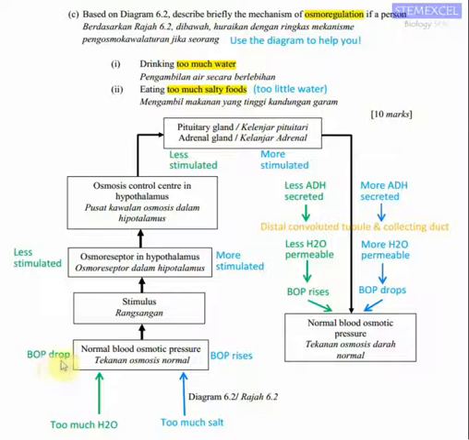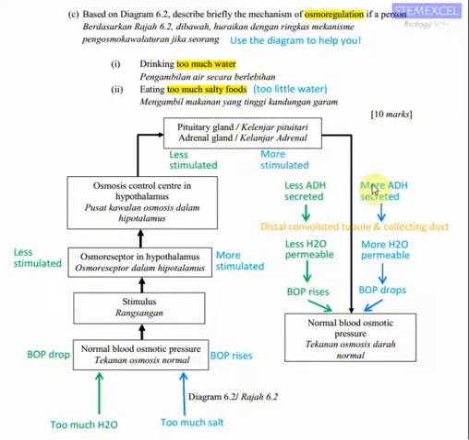So when you have a drop, this entire process helps to increase the blood osmotic pressure to normal levels again. So too much salt would be the same as too little water, so this will be kind of the exact opposite of what happens with too much water. So this will be like 3 points here. Too much salt, then you will have a rise, and this will be detected and it will be more stimulated. So the osmoreceptor in the hypothalamus will be more stimulated, which means the pituitary gland will be more stimulated.